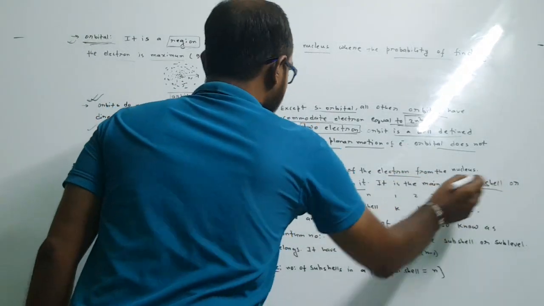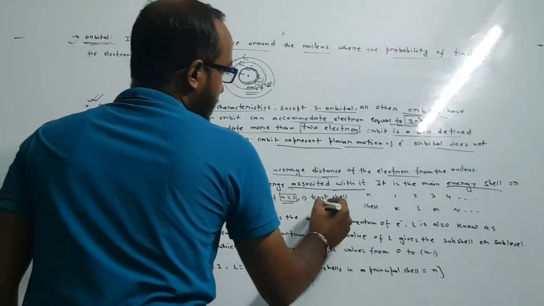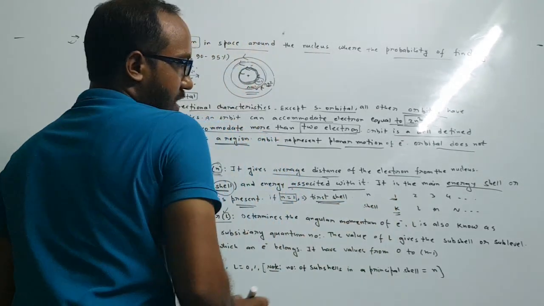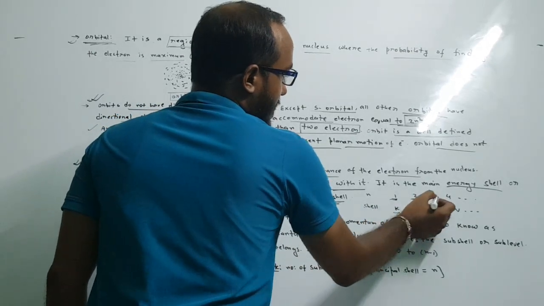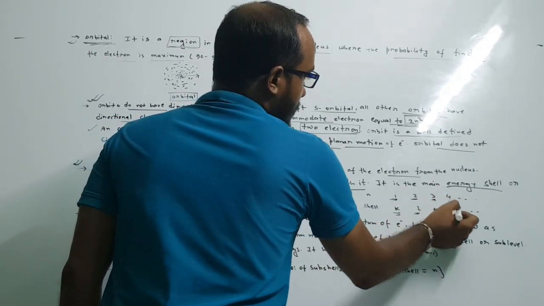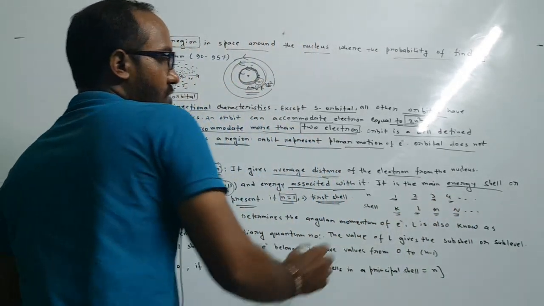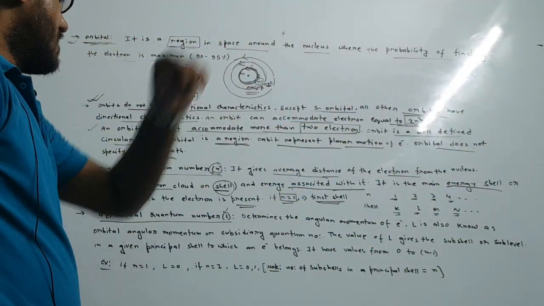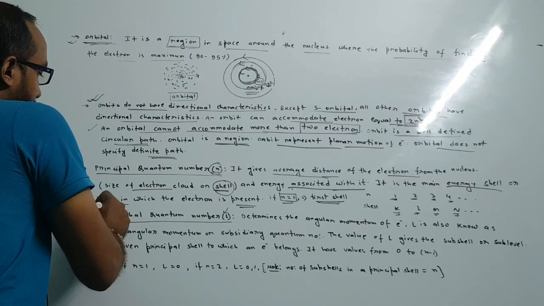It is the main energy shell, and if n equals 1, this represents the first shell. n equals 1 represents shell K, n equals 2 is L, n equals 3 is M, n equals 4 is N. We already know K, L, M, N, O, P, Q, R, S, T. It will move like that.